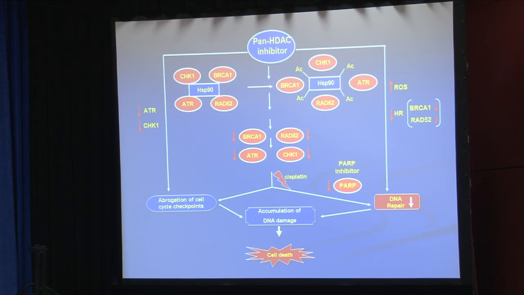And this basically induces a BRCAness in the breast cancer cells and makes them sensitive to other DNA damaging agents, cisplatin, as well as PARP inhibitors, which inhibit the alternative pathway of DNA repair, base excision repair. And so essentially by combining pan-HDAC inhibitors with either cisplatin or PARP inhibitor, you're inducing a lot more DNA damage, decreasing DNA repair, abrogating cell cycle checkpoints, accumulating more DNA damage, and causing synergistic cell lethality.